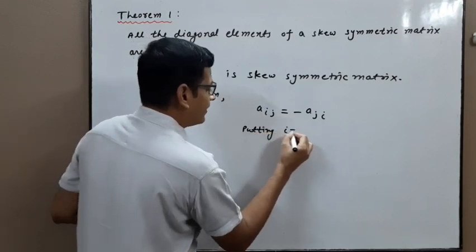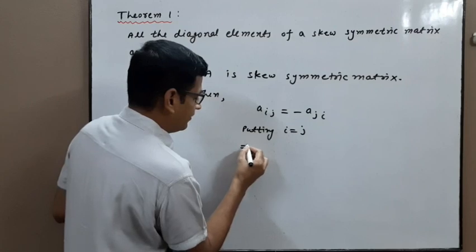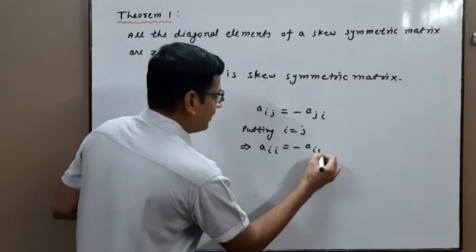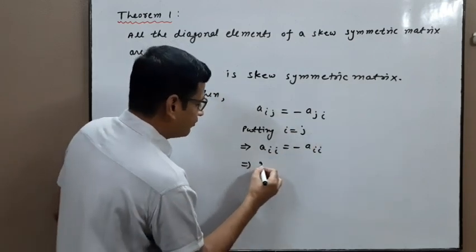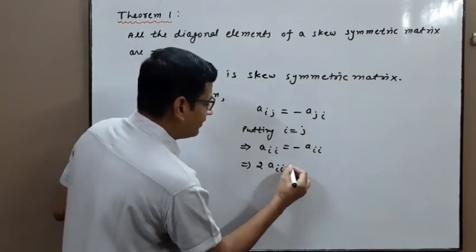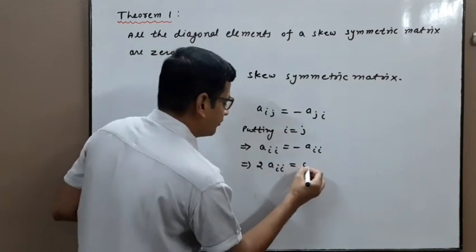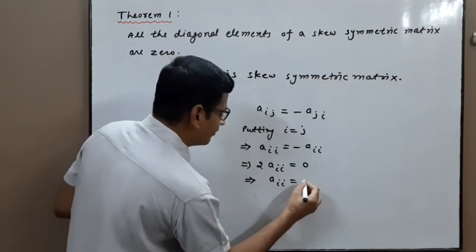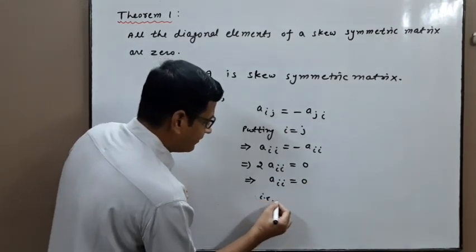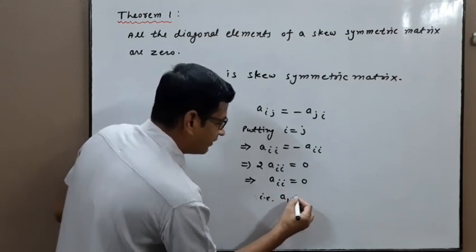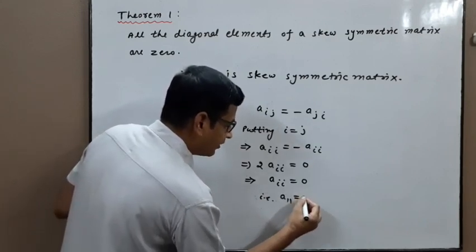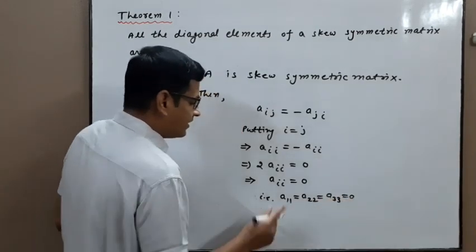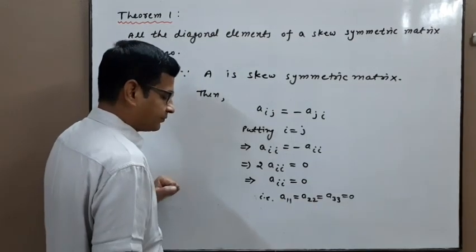Putting i equal to j, we get aii equal to minus aii, which is 2 times aii equal to 0, which means the element of the ith row and ith column equals 0, since 2 is not equal to 0. That is, replace i by 1, a11 is 0; replace i by 2, a22 equals 0; a33 equals 0, which means each diagonal element of the matrix is 0.